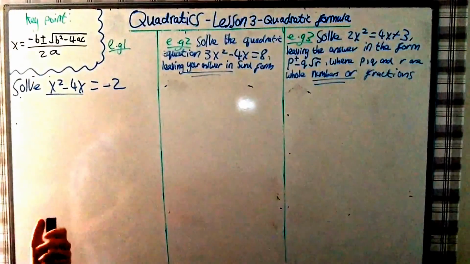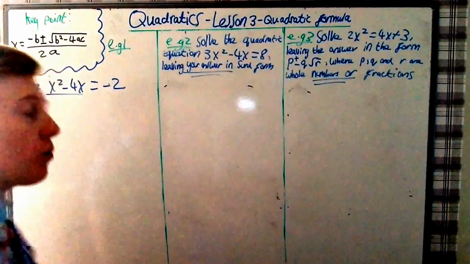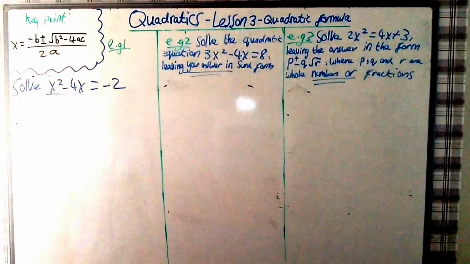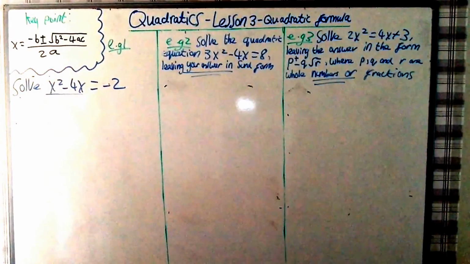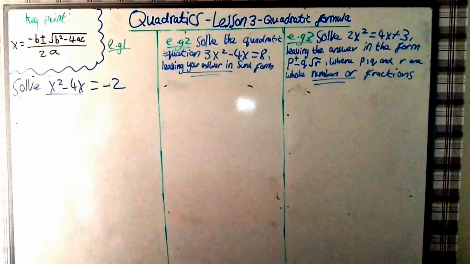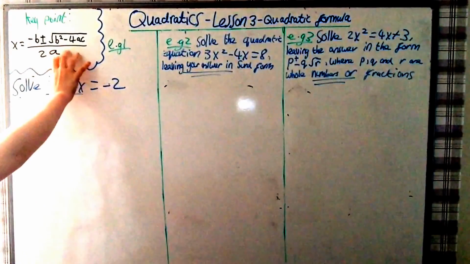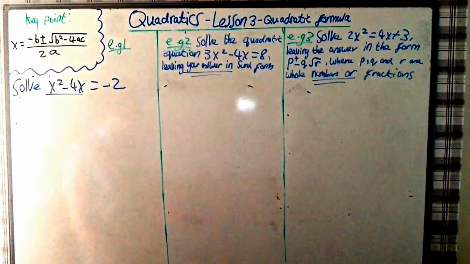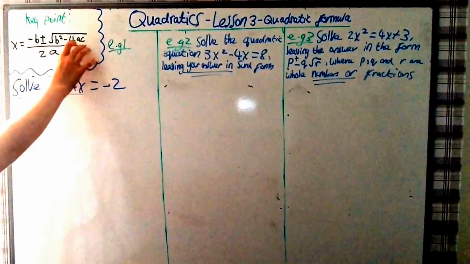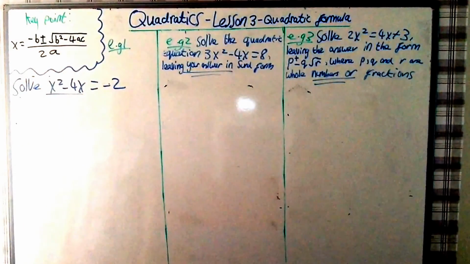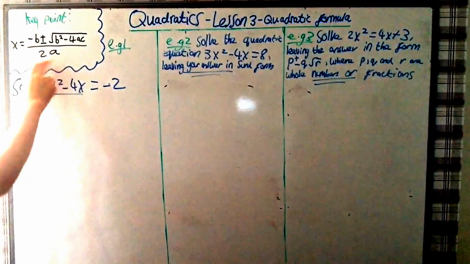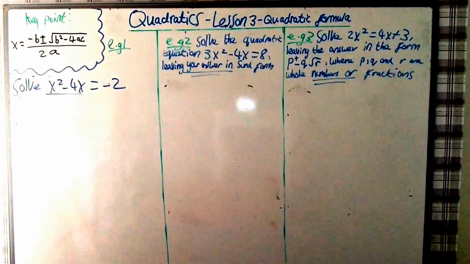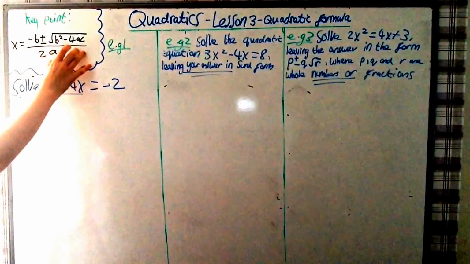Hopefully those of you watching this video from AS will be aware of this formula, and this is the quadratic formula. Hopefully you will have learnt this off by heart. If not, then it's very important that you do so as part of the AS course. You will be expected to know this. So the formula is x equals minus b plus and minus the square root of b squared minus 4ac all over 2a.